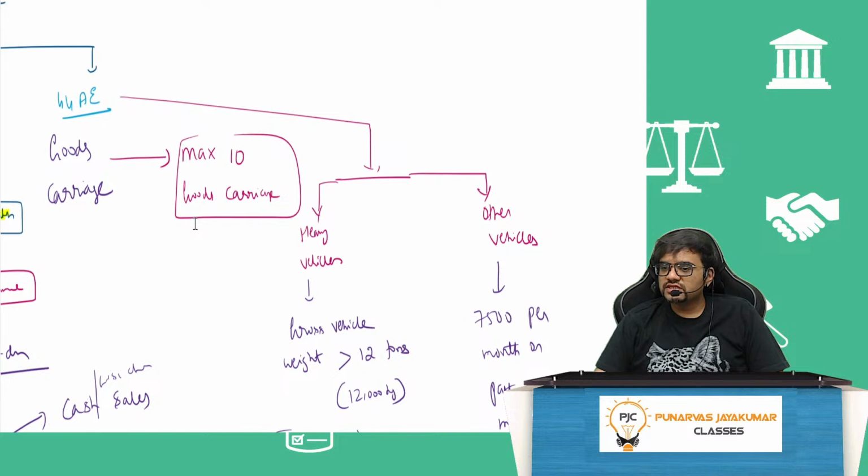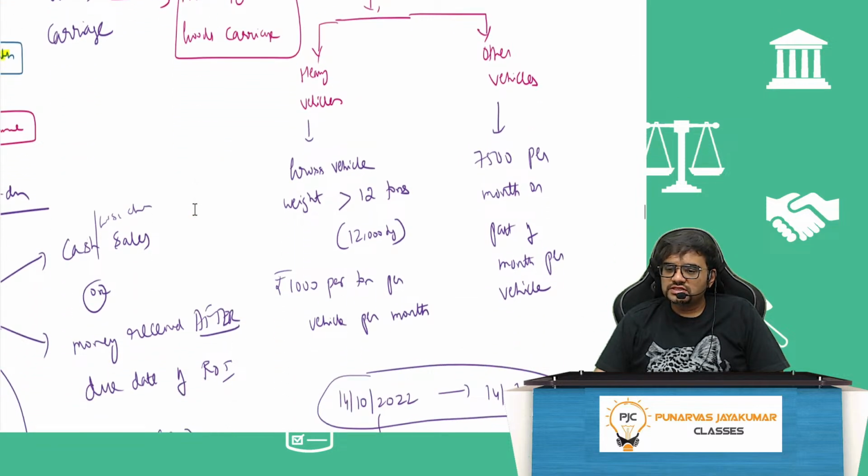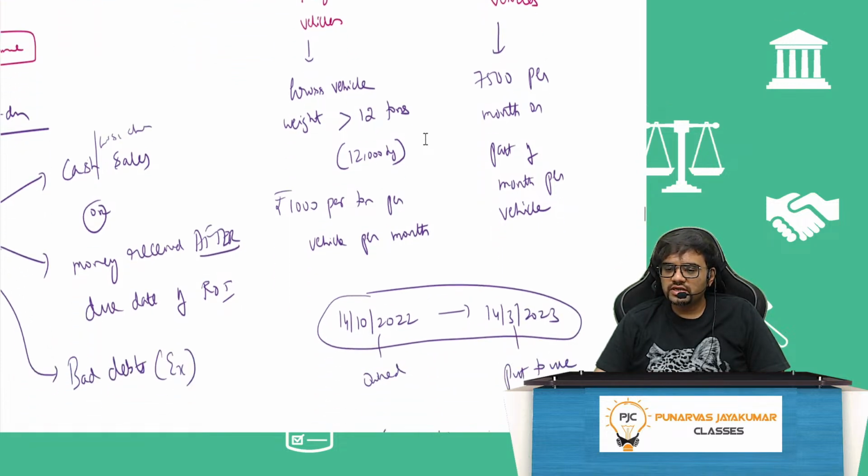Maximum how many goods carriages? 10 goods carriages. If you have more than 10, 44AE you cannot take. Heavy vehicles, gross vehicle weight more than 12 tons, that is 12,000 kg, is called heavy vehicles. Other vehicles is 7,500 rupees per month or part of the month you should take. For heavy vehicles, you should take 1,000 rupees per ton per vehicle per month.